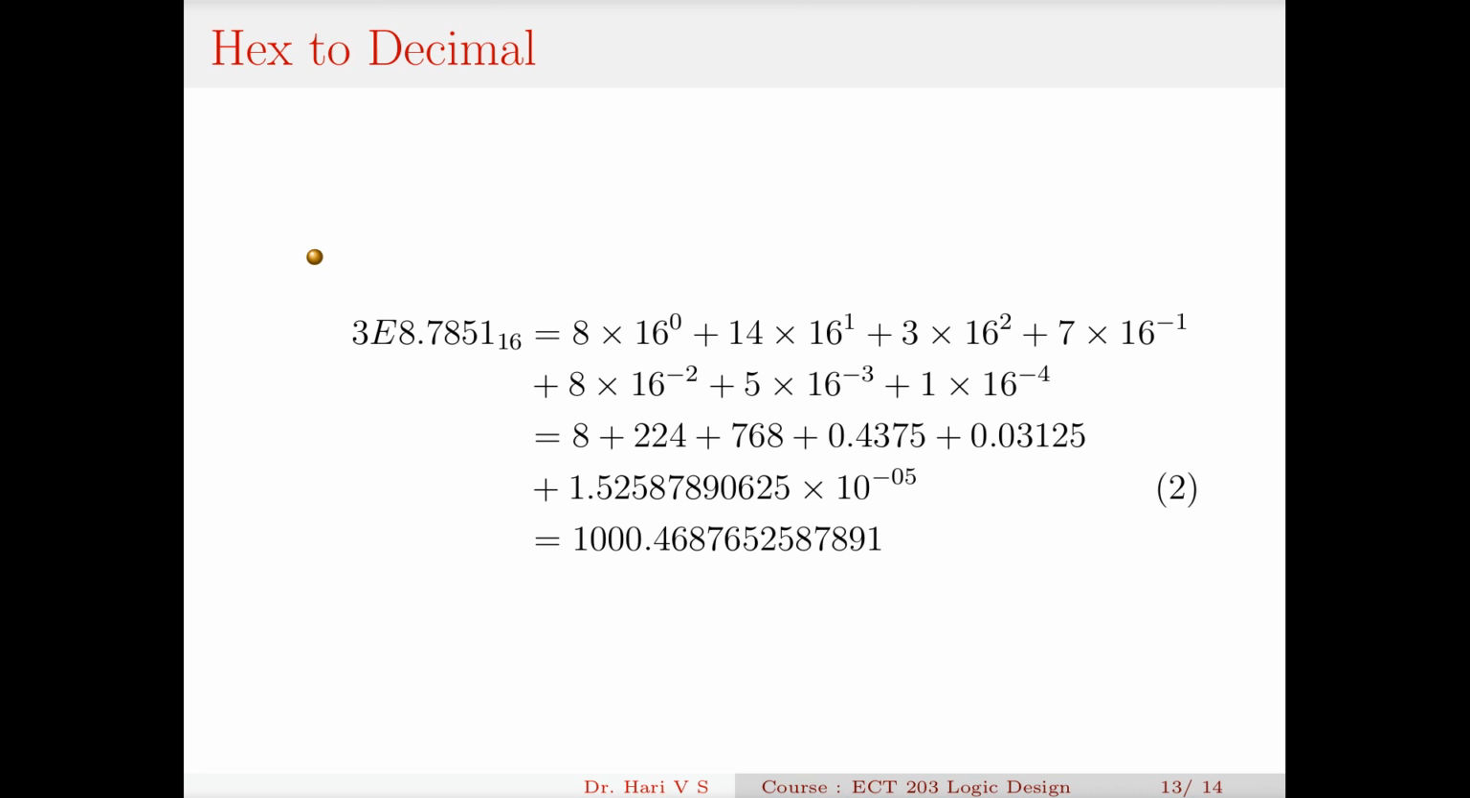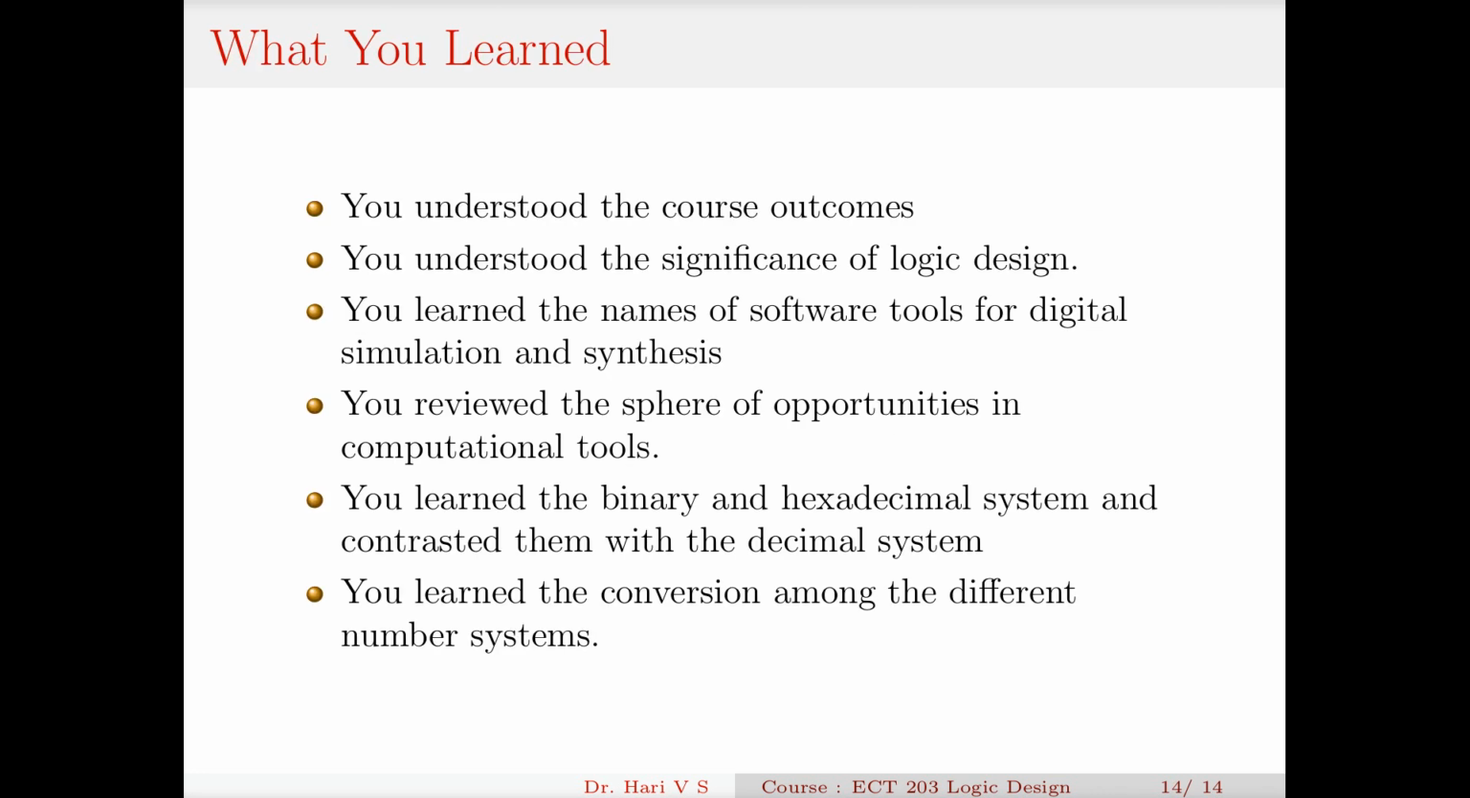So this is how the conversion works between binary and hexadecimal, hexadecimal to binary, binary to decimal, decimal to binary. That's very simple. So what you understood in this is the course outcomes, then the significance of logic design, what cutting edge it gives you. Then you learned the names of software tools, namely QX and Verilog for simulation and synthesis. And Verilog is a very important part which you have to learn very thoroughly, so that improves your cutting edge in the job market.